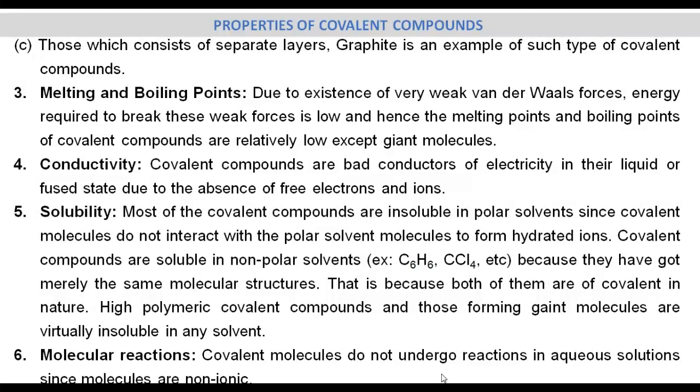So the third type of crystals are those in which separate layers are forming. So there is also a van der Waals interaction between the separate layers. A very good example of such crystals is graphite.